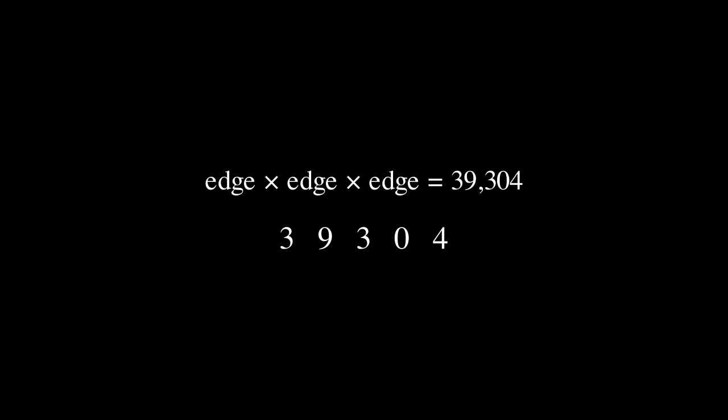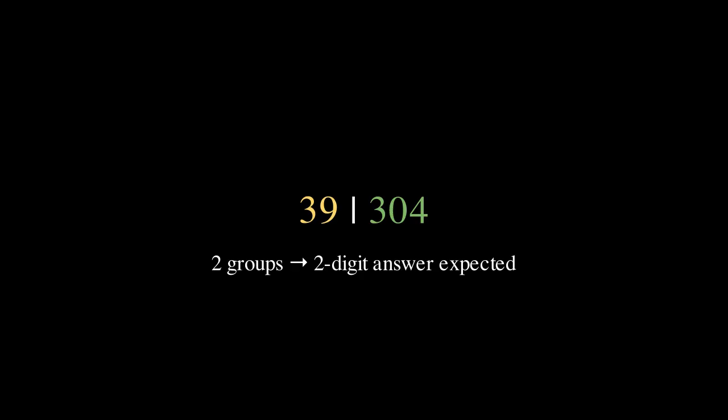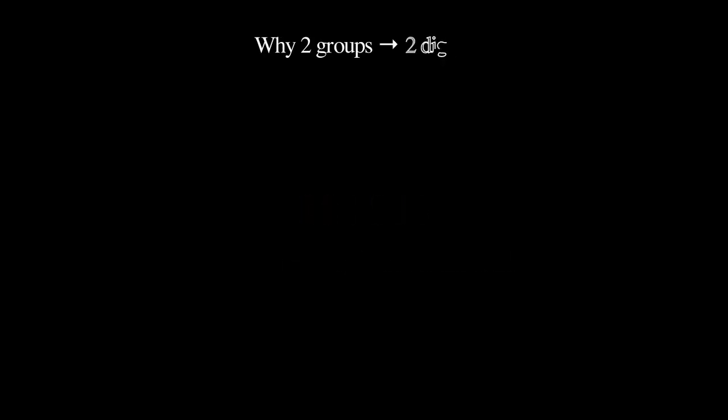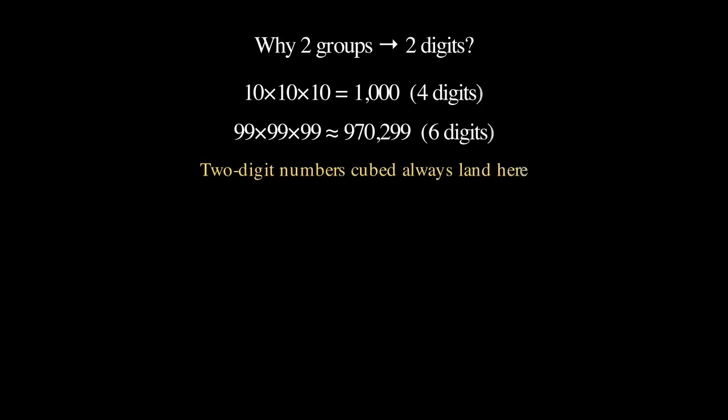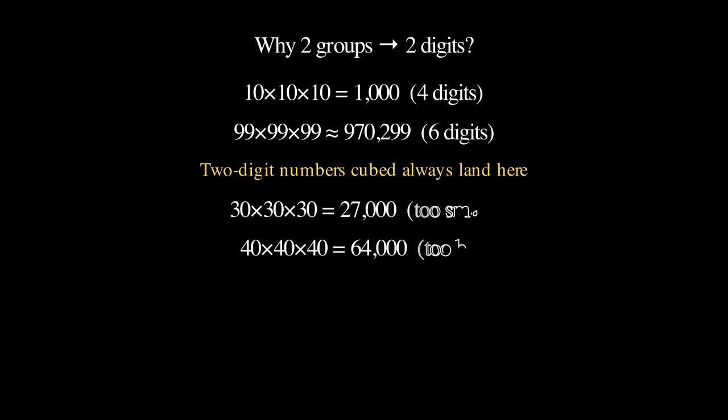Let's use grouping in threes to quickly figure out how many digits the answer has before testing numbers. Grouping the digits in threes from the right, 39 and 304, that's two groups, so we expect the answer to have 2 digits. Why does 2 groups mean a 2-digit answer? Because 10 times 10 times 10 is 1,000, which has 4 digits, while 99 times 99 times 99 is just under 1 million, which has 6 digits, so 2-digit numbers cubed always land in that 4 to 6-digit stretch, matching 2 groups of 3. So we're hunting for a 2-digit number.